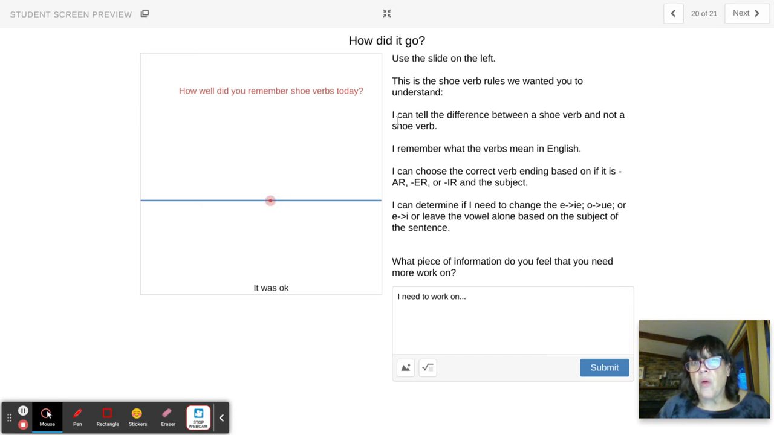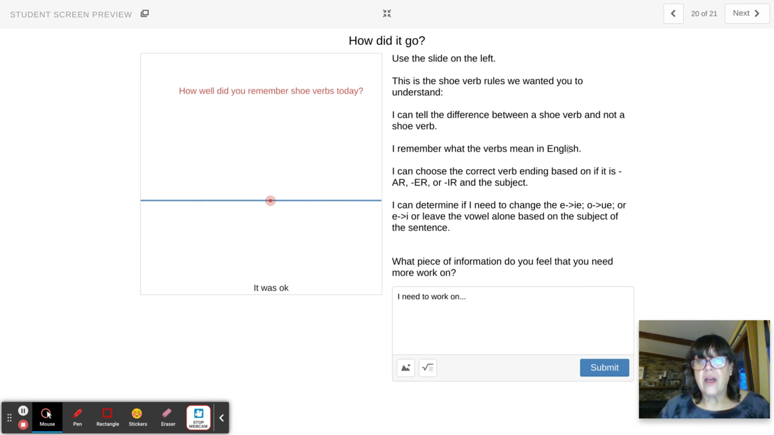This is what I'd want to know. Can you tell the difference between a shoe verb and not a shoe verb? I put some of those in there. Yeah. Not all of those in that previous page are shoe verbs. I remember what the verbs mean in English. I can choose the correct ending based on if it is AR, ER, or IR. Do I put an O or an AS or an E or an EMOS or an ON? I can determine when I need to change the vowel, E to IE, or when I need to leave it based on the subject.